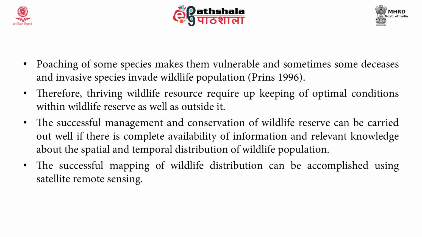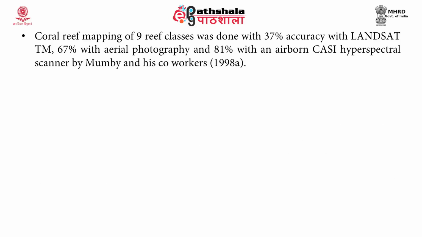The successful mapping of wildlife distribution can be accomplished using satellite remote sensing. For example, coral reef mapping of 9 reef classes was done with about 37% accuracy with Landsat thematic mapper data, 67% with aerial photography and 81% with the airborne CASI hyperspectral scanner by Mumby and his co-workers in 1998.